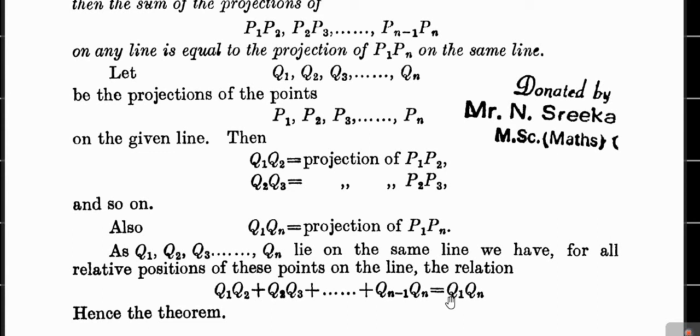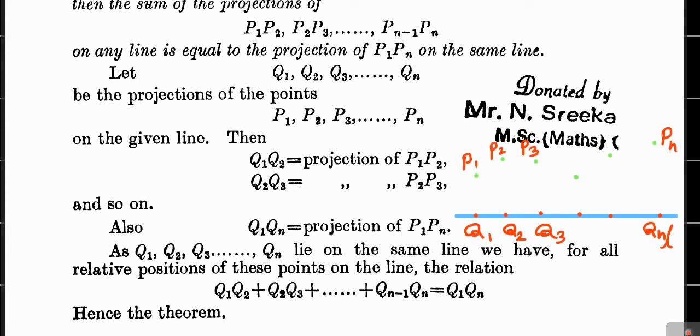Okay, so what does this mean? I will draw a diagram for understanding purpose. Observe in the figure. Suppose we have a line L and P1, P2, P3 continued up to Pn are some points in the space.